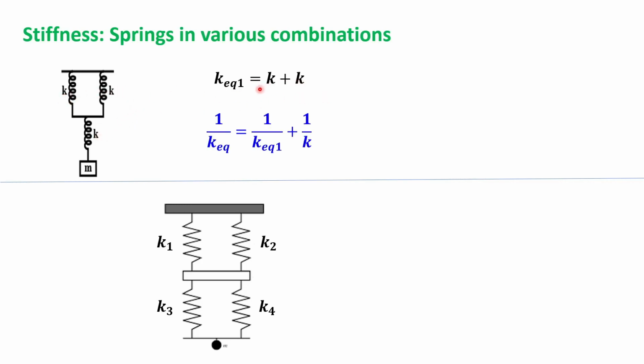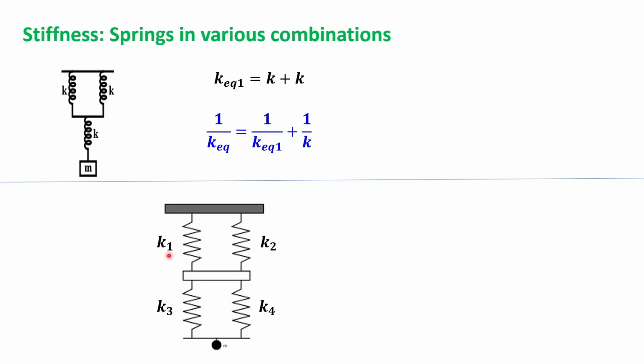And now we have one spring constant K equivalent at the top and another spring constant K at the bottom, which are both in series. So the series formula will hold good, and you get 1 by K equivalent equal to 1 by K equivalent 1 plus 1 by K. Now let us go to this second figure here.